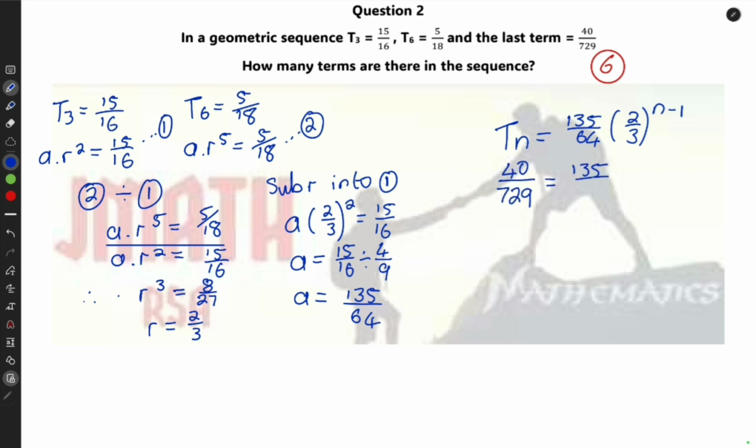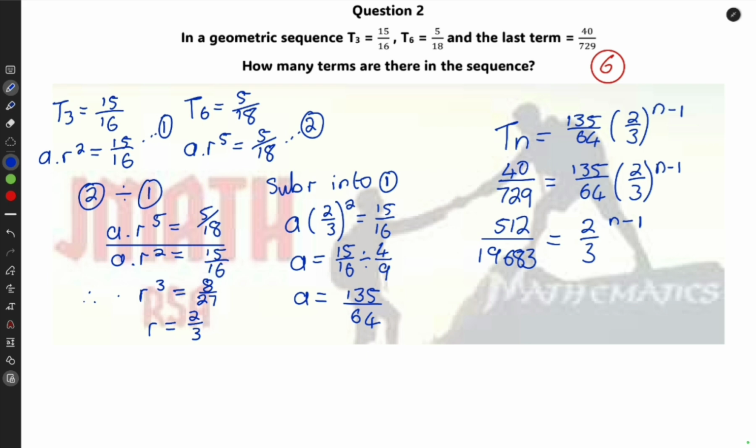First step, I'm going to divide by 135 over 64, the extra fraction that does not have the exponent. If I do that, it will give me 512 over 19683. And that equals 2 over 3 to the power n minus 1. Now, once again, you can choose if you want to do logs or if you want to do shift fact. Both will work, both will give you your answer. Let me show you both methods.